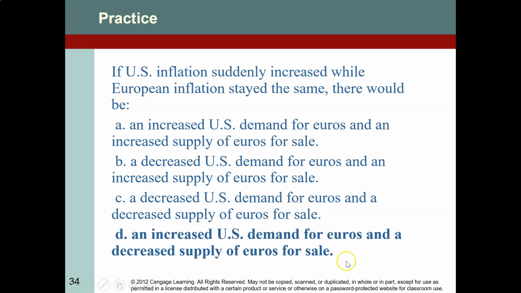Two directions. So what happens to the value of the euro at this time? What happens to the exchange rate of euros in US dollars? It should go up, right? Because the demand for euros goes up and the supply of euros goes down, the price of the euro, or the exchange rate of the euro, should go up.